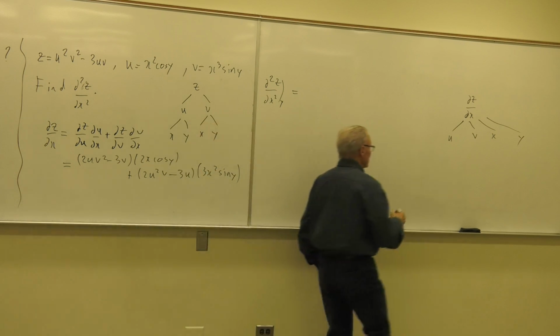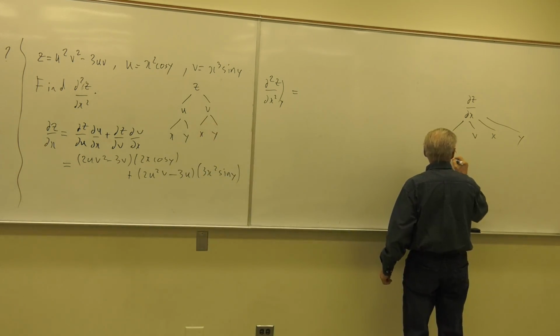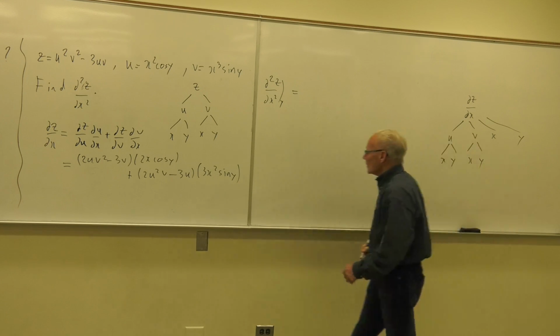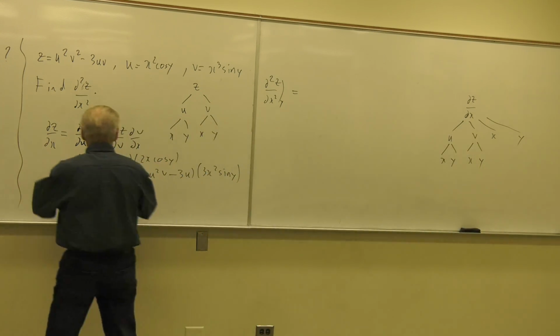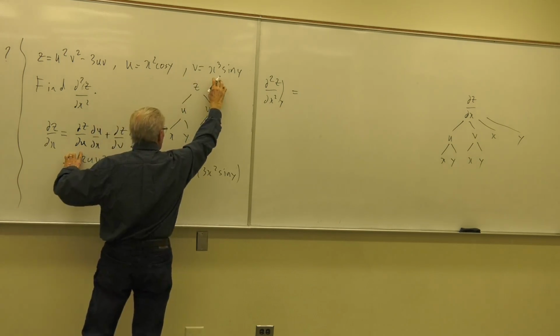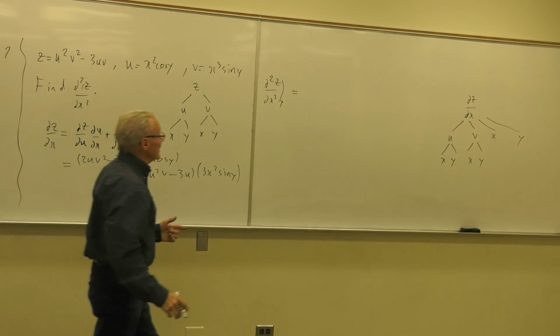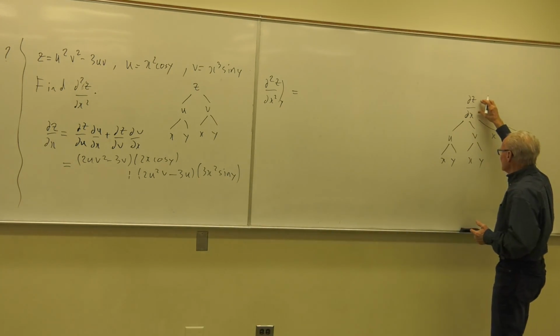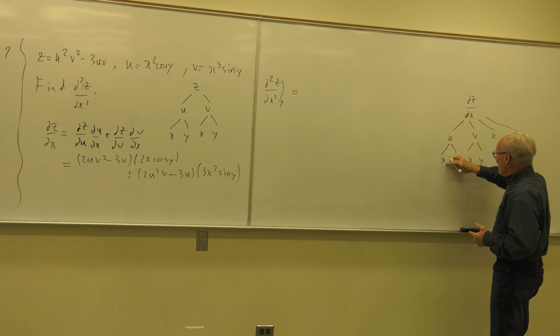But we know that u is a function of x and y, and we know that v is a function of x and y. So there would be our schematic describing function of this along with that and that. And now we want to differentiate this with respect to x. So what do we do? We take all possible paths from here down to the x, down to the x, and down to the x.